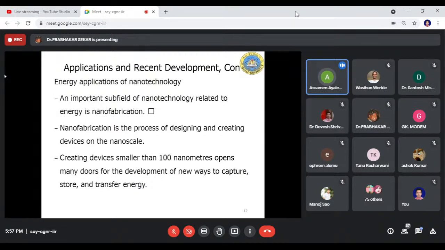So creating devices smaller than 100 nanometers opens many new doors for the development of this technology. It can transform energy, and it really opens a new door for the utilization of green energy. Next, sir.